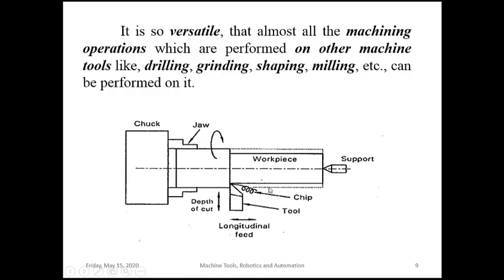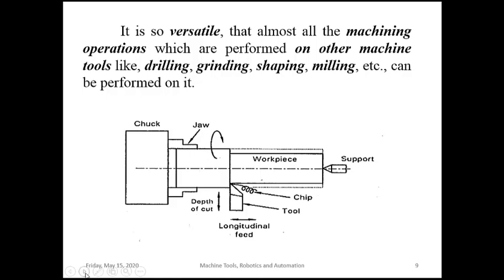The material which is removed from the workpiece, the excess material, comes out in the form of chips. The same chip is shown here. This is the cutting tool and this is the workpiece. This entire thing is the work holding device, and this is the tailstock, which is for support. So you can draw this very simple diagram to explain the working principle of the lathe.